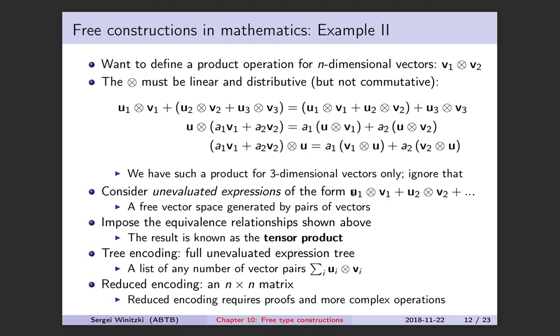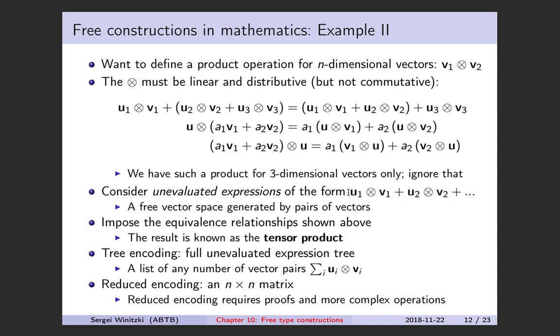So you will consider certain pairs of expressions to be equivalent according to these laws. The result is usually called a tensor product of vectors. And again, we can have two encodings for the tensor product. The first encoding is the full unevaluated expression tree. And that would be just a list of these vector pairs. And that could be a very inefficient representation if you have a lot of those pairs. But it could also be a very efficient representation if you have a very sparse tensor product. The reduced encoding, that is the encoding that has no redundancy, is to represent a tensor product as an n by n matrix of vector coordinates in some basis.